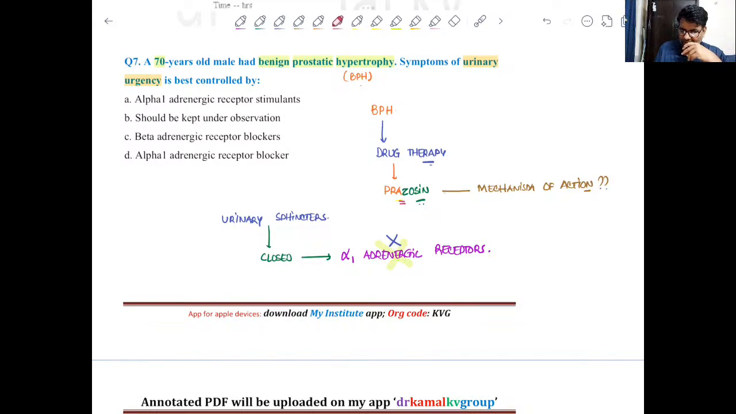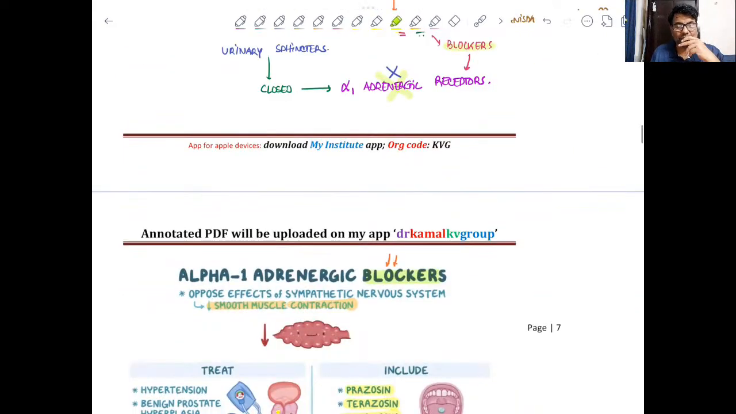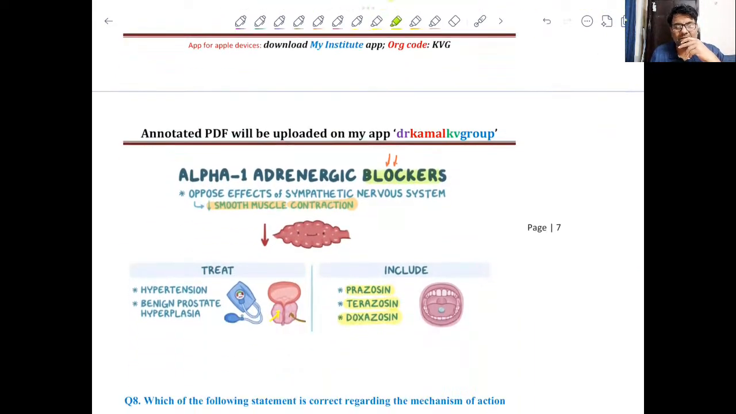So these are blockers of alpha 1 adrenergic receptors, because alpha 1 adrenergic receptors are usually smooth muscle constrictors. So they close the internal urethral sphincter, thereby holding the urine. So if we can block those receptors, there will be relaxation of that internal urinary sphincter and there will be outflow of urine, right? So this is the mechanism of action as far as the adrenergic receptors are concerned.